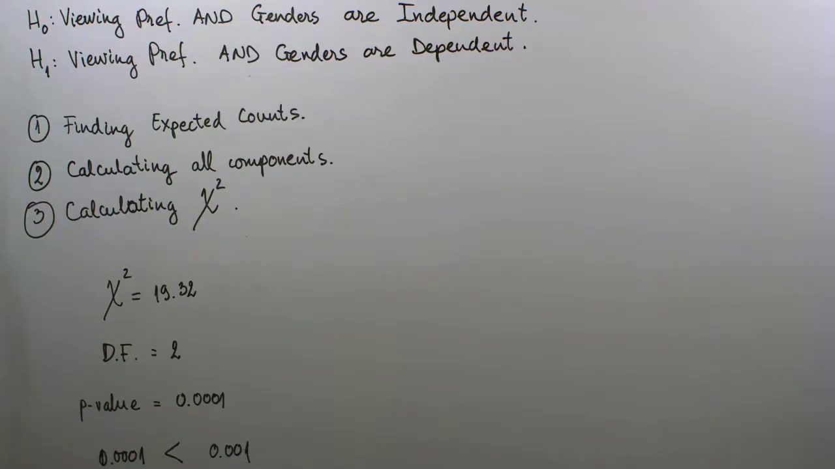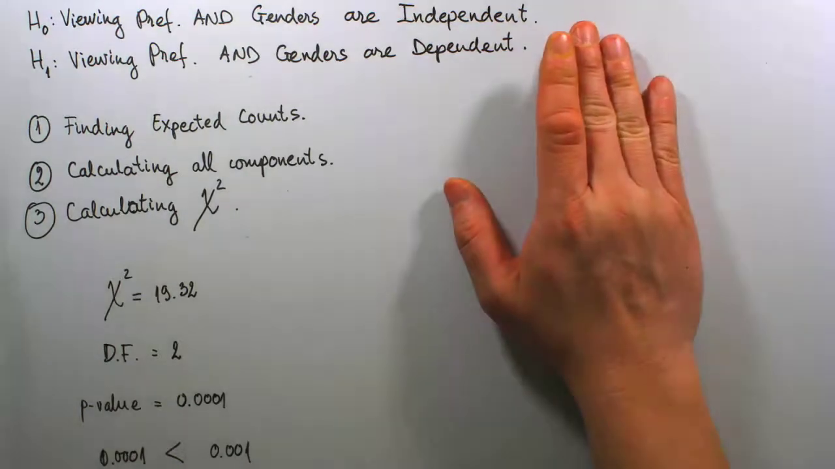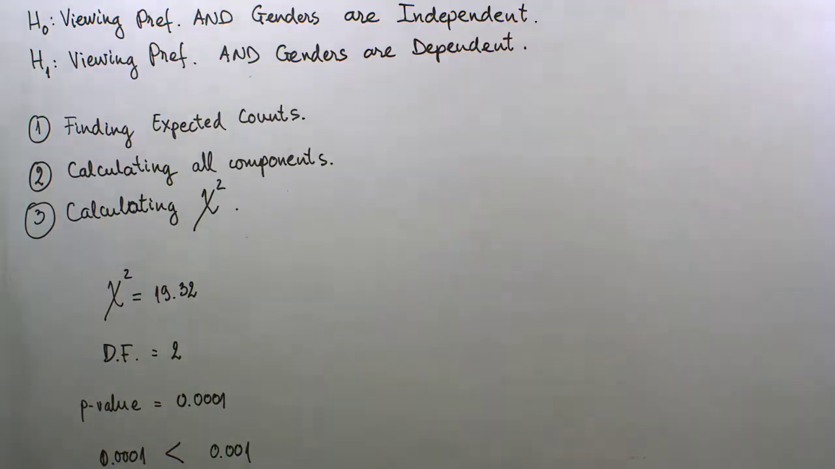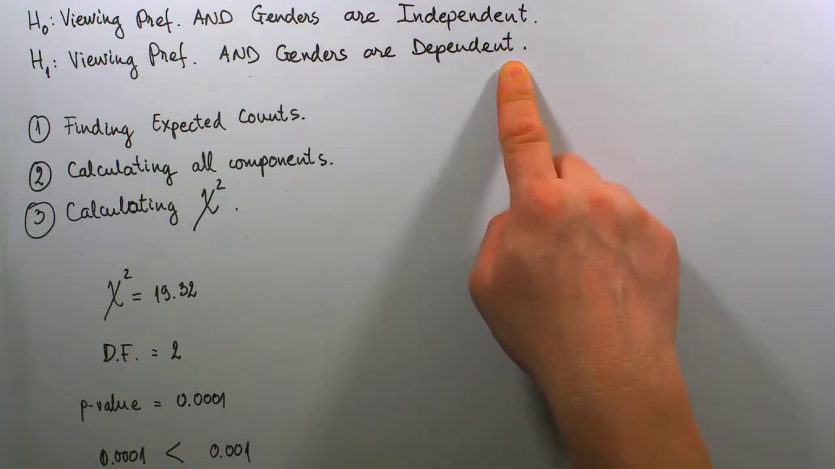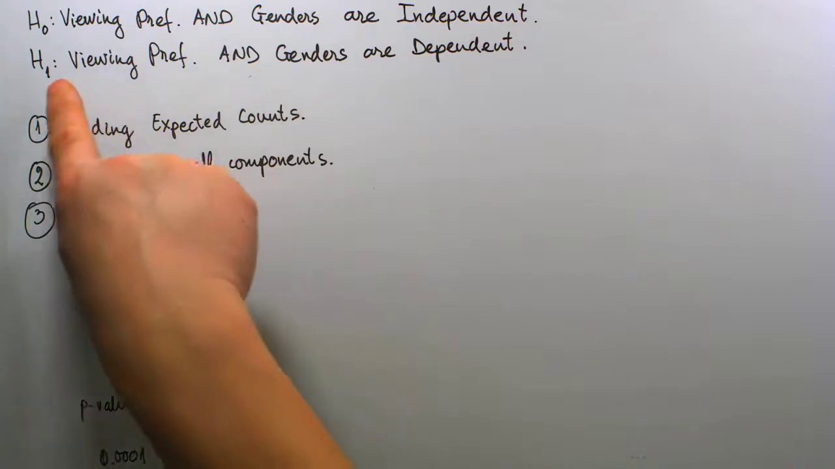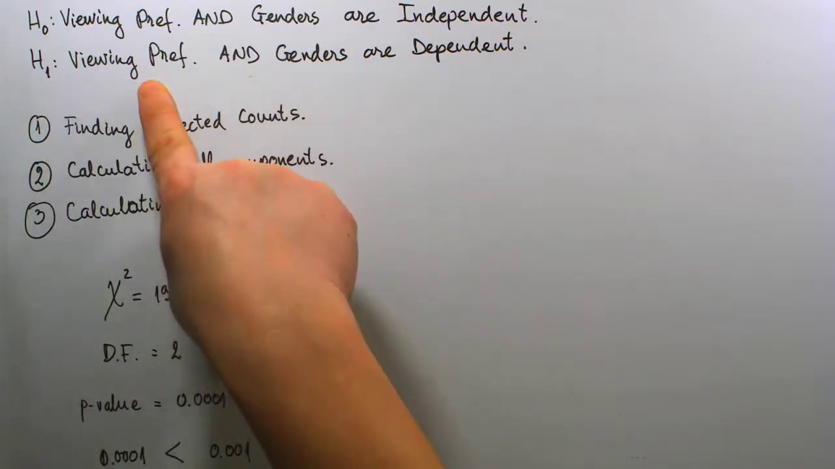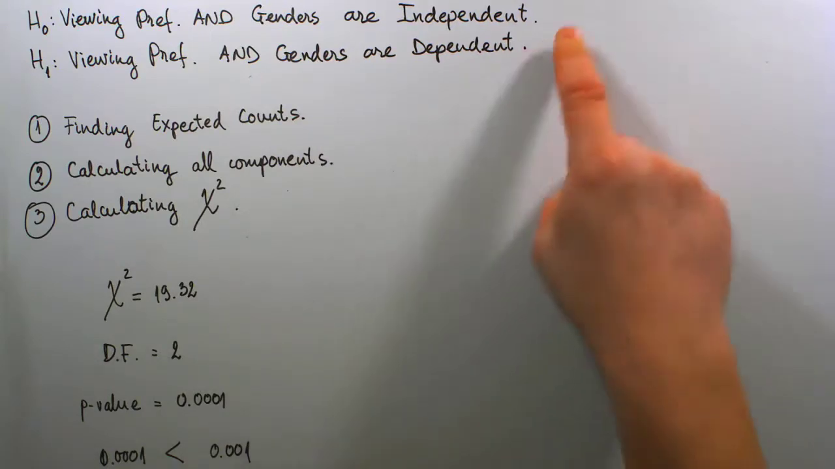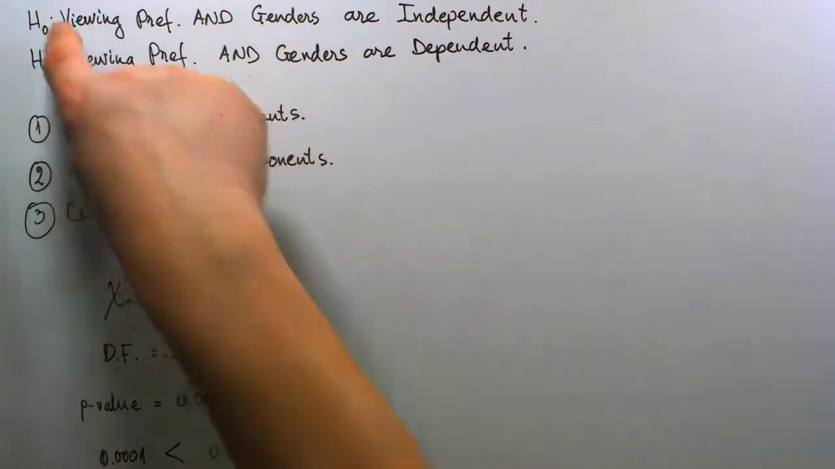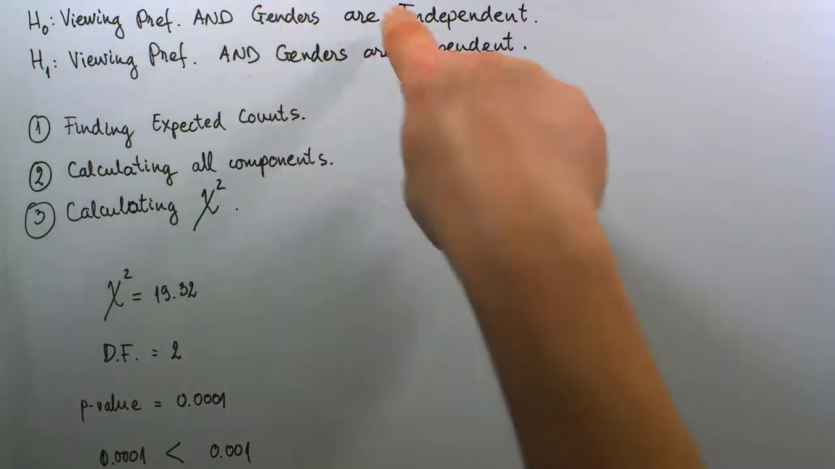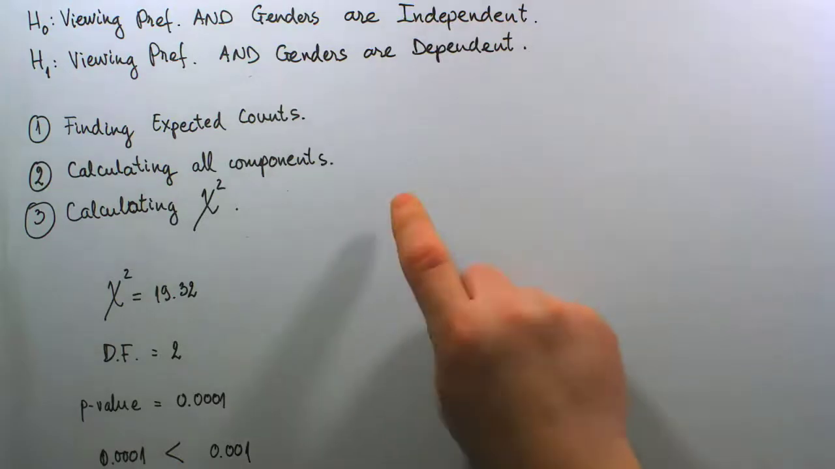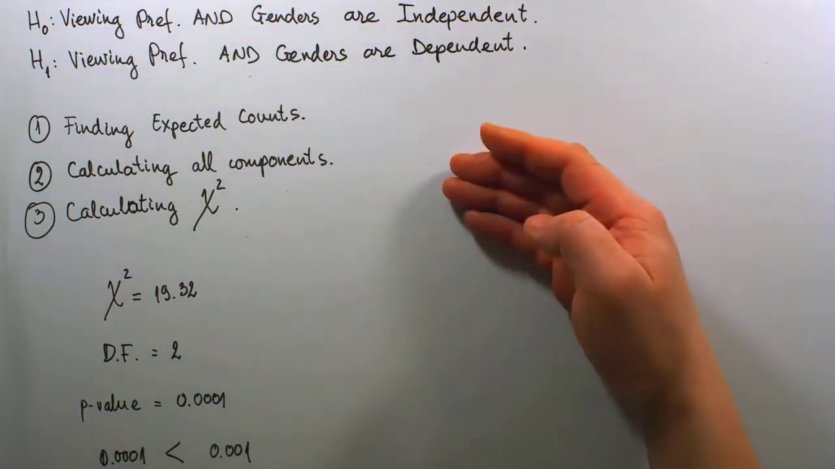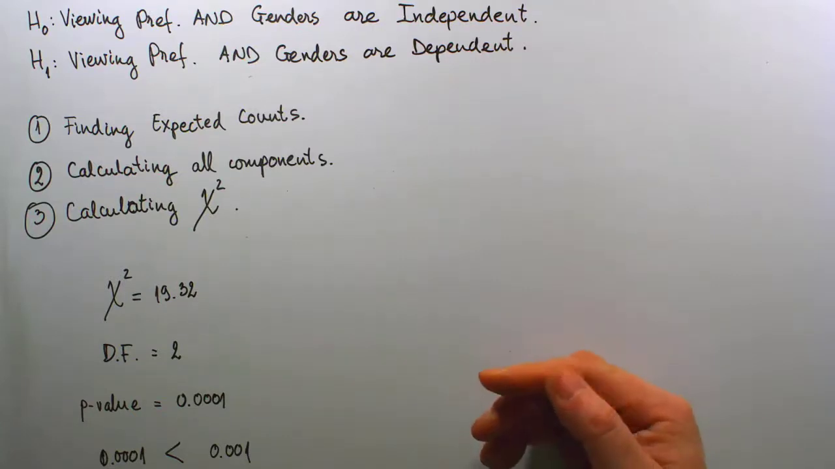And so now let's roll back to the beginning of our problem, and let's try to understand some brief interpretation of the result here as far as how the steps connect. After observing the table, we came up with an alternative hypothesis suggesting that viewing preference and genders are dependent. And this suggestion is an argument against some other statement as a null hypothesis, saying that viewing preference and genders are independent. And so the logic of the disproving hypothesis comes out as follows.